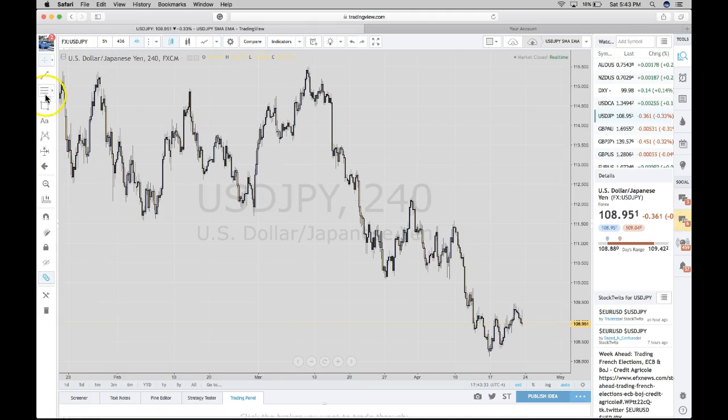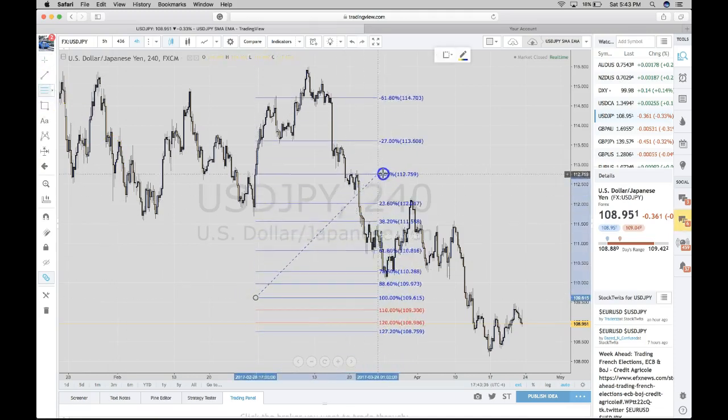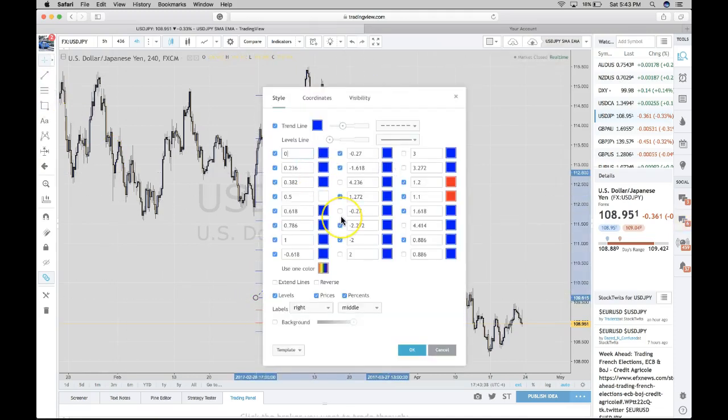Okay, so first things first, I want you to take a screenshot of this right here. These are the main points that I use on my Fibonacci. All the ones that are checked off are the relevant ones. These ones are red.